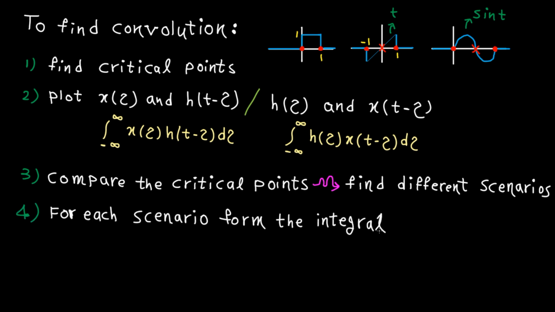Let me recap all the steps. First, find critical points. Next, plot the corresponding signals based on the integral you choose. Then, compare the critical points and find scenarios. Finally, for each scenario, find the integral. That's it.